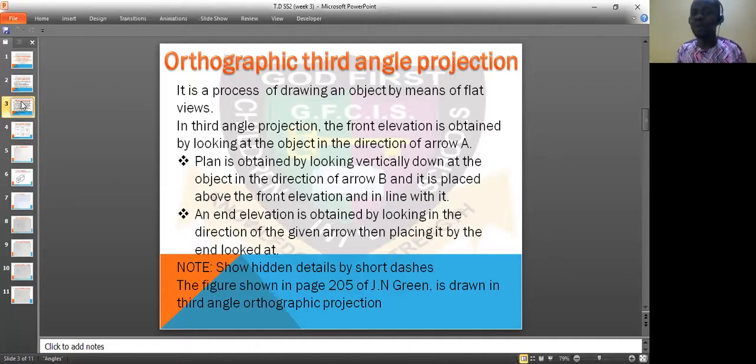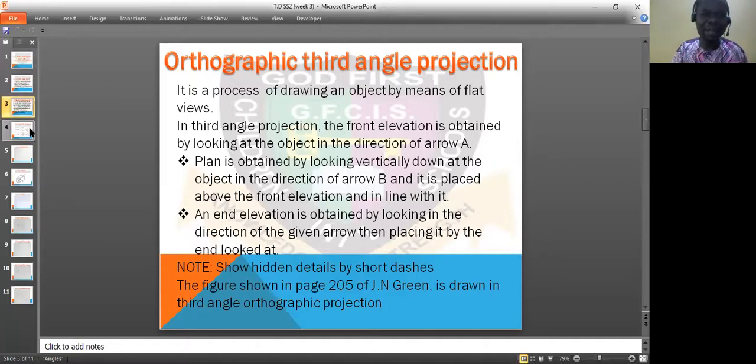Then the end view is obtained by looking in the direction of a given arrow. It could be called D or C. You understand what I mean by that. We treated this in our last work. Then hidden details show short dashes. By the time you want to make it bold, then you use the bold line or the thick line.